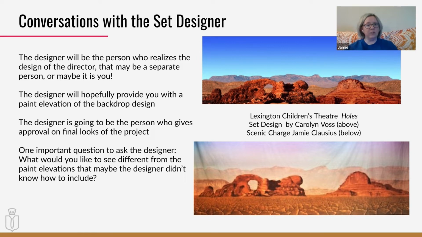The designer will hopefully provide you with a paint elevation of the backdrop design, as well as a separate rendering. So hopefully that happens. Sometimes we only get one or the other. And the designer is also going to be the person who gives approval on final looks of the project, such as if you have a brick that is not necessarily articulated in the design of a brick wall, and you have to then ask the designer, do you have research looks for this, so that you can actually hone in on the exact look that you're hoping to achieve.